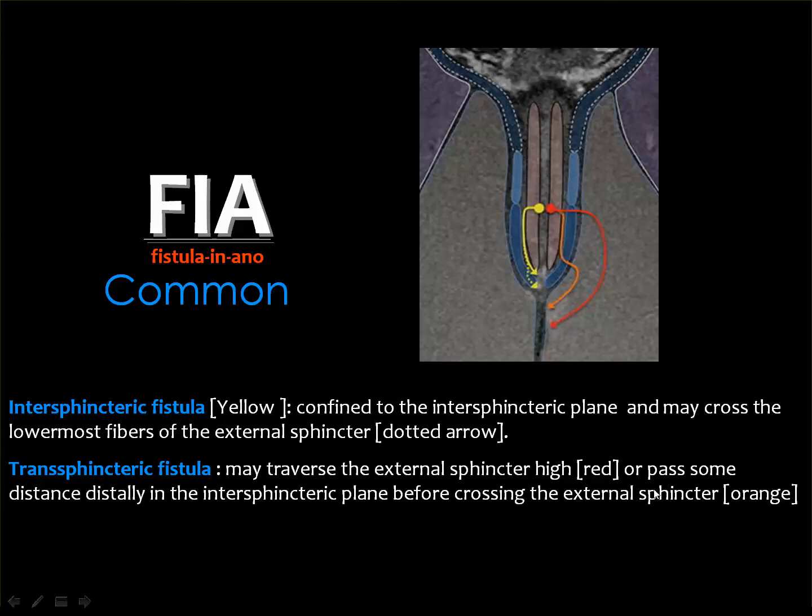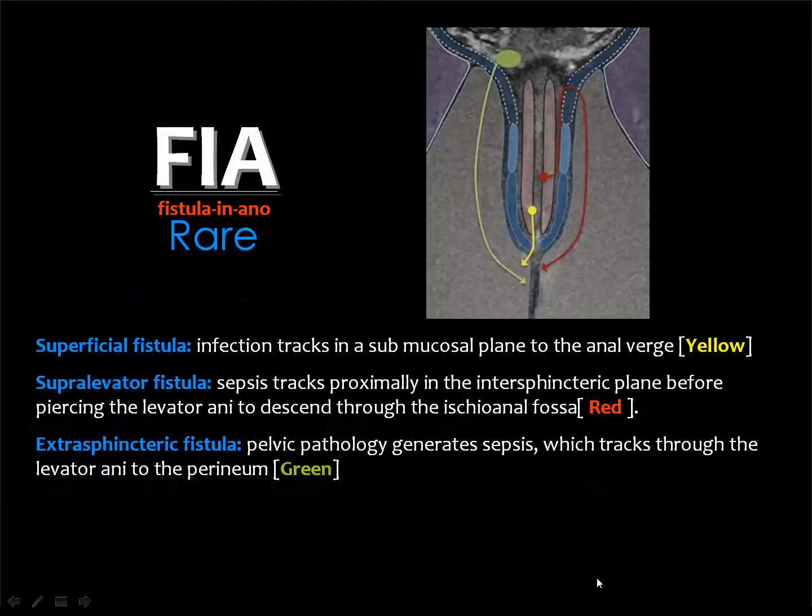Then the transsphincteric fistula is the fistula crossing the internal and the external sphincters, going to the ischioanal fossa, then to the skin. Then the rare types are, number one, the superficial fistula, which usually is just an anal fissure, and if it is complicated by a tract and this tract gets its way to the outside, it is known as a superficial or submucosal fistula.